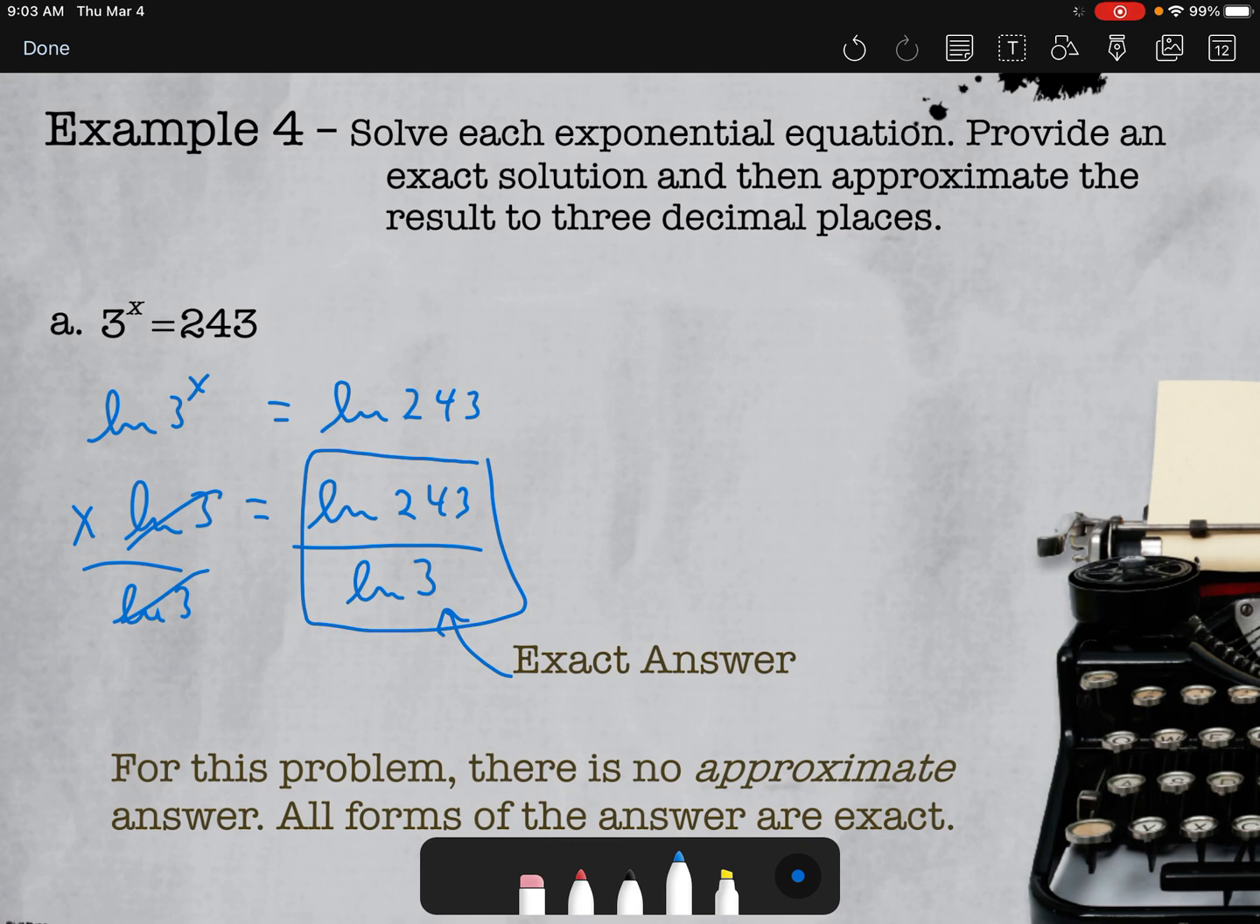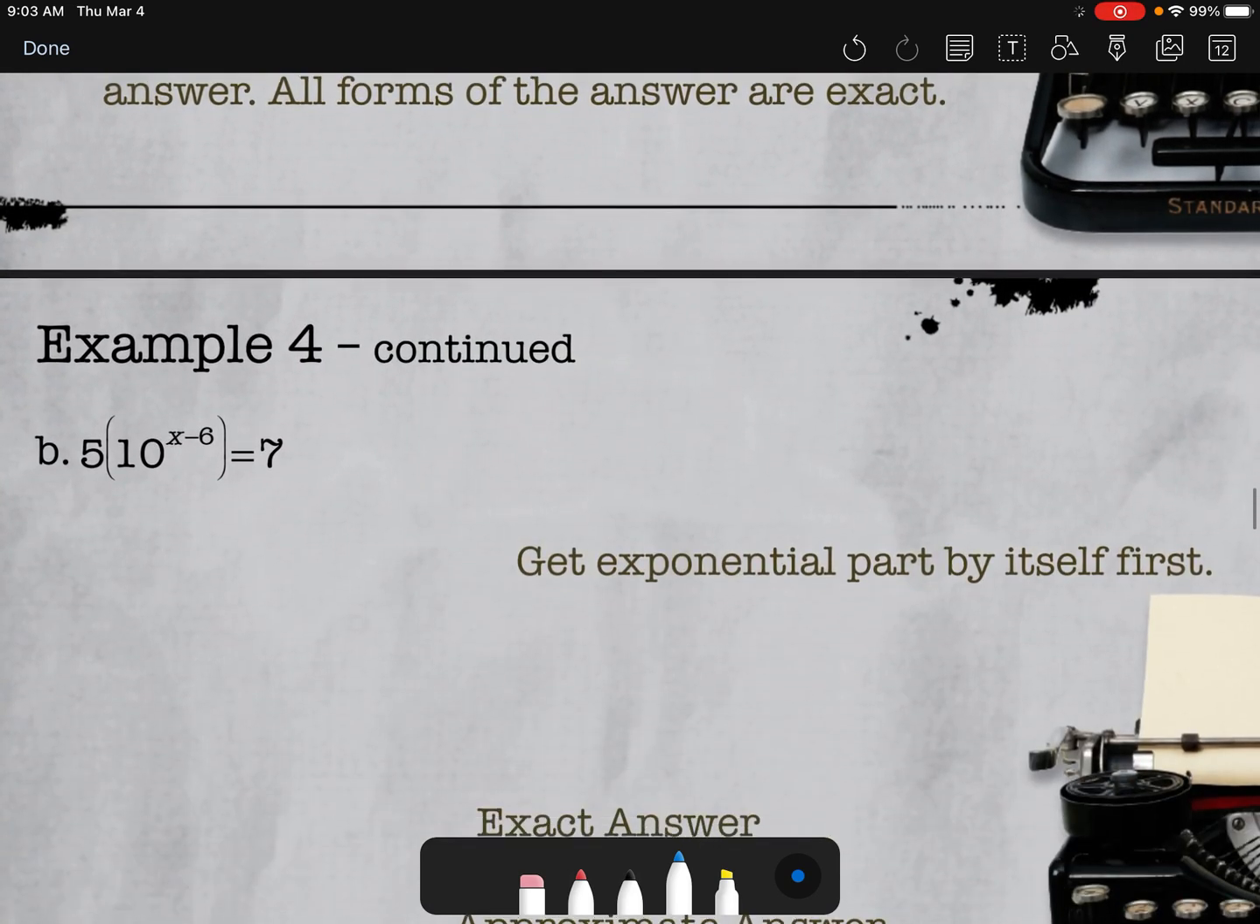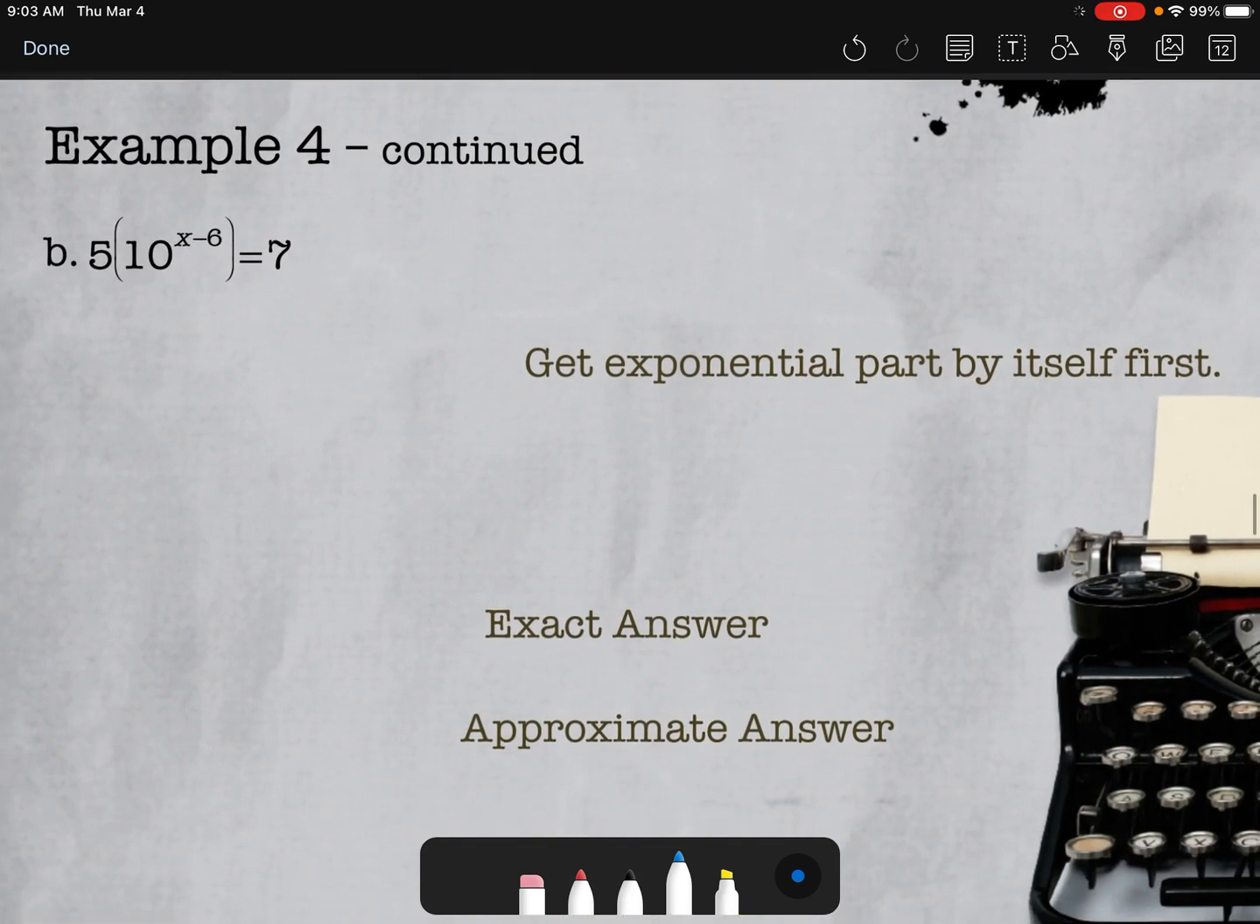Now, what is the answer? Well, let's see if it's exact. So type that in your calculator, and it's 5. So there is no decimal. Now, you may recognize that 3 to the 5th is 243, and that's fine. You can bypass this. You don't have to do this. But to undo an exponential, you can always do the log and vice versa.